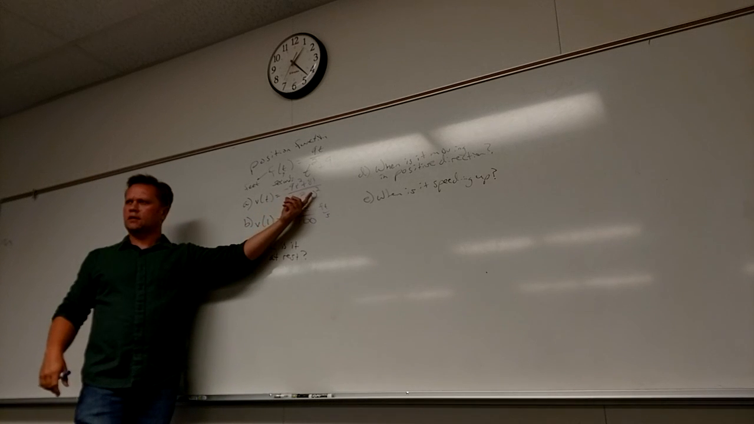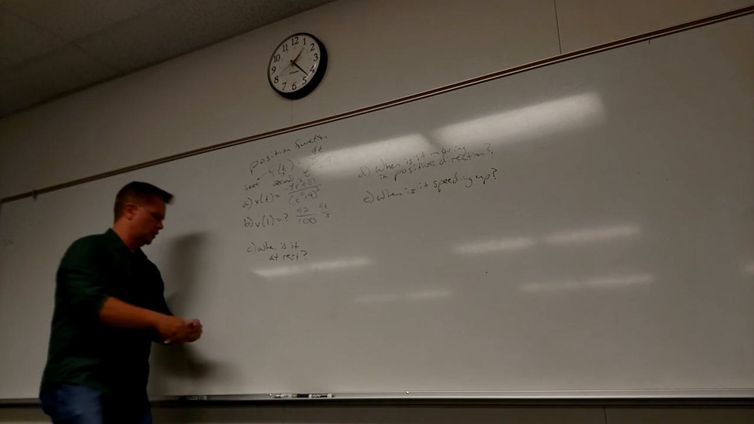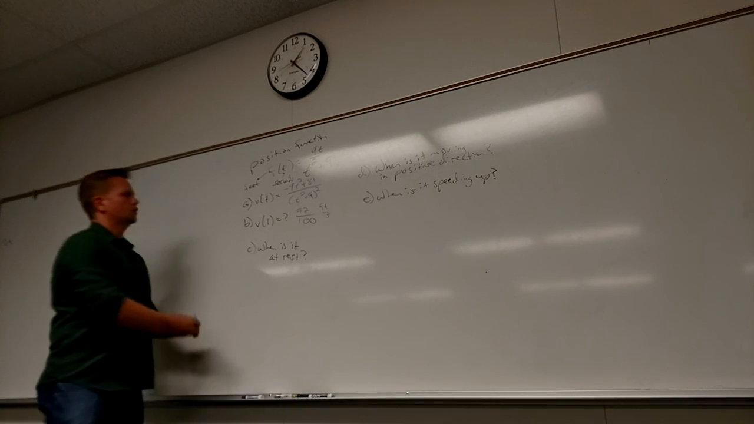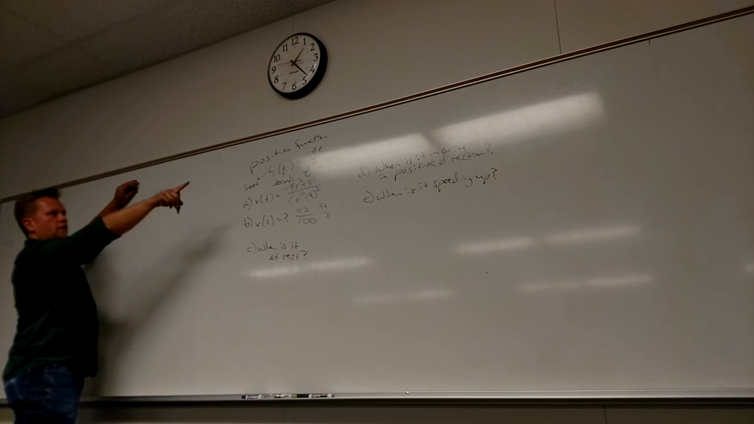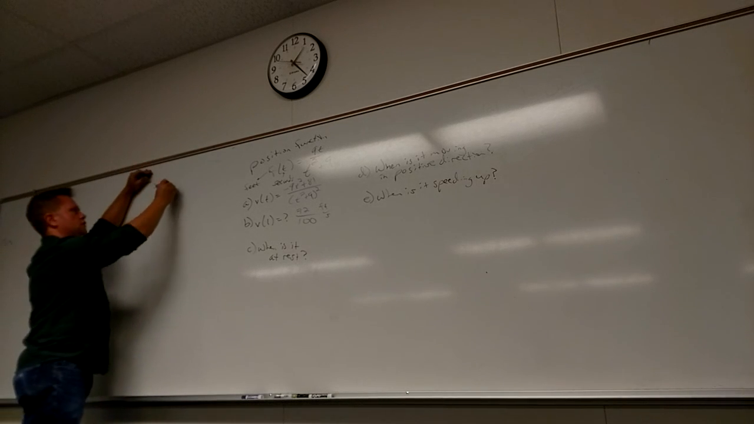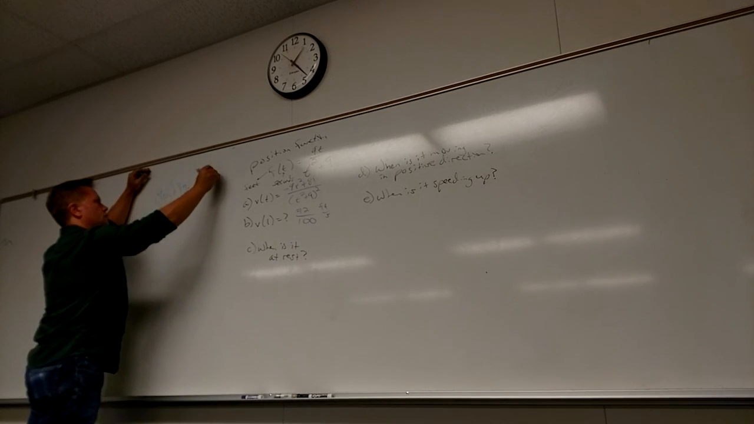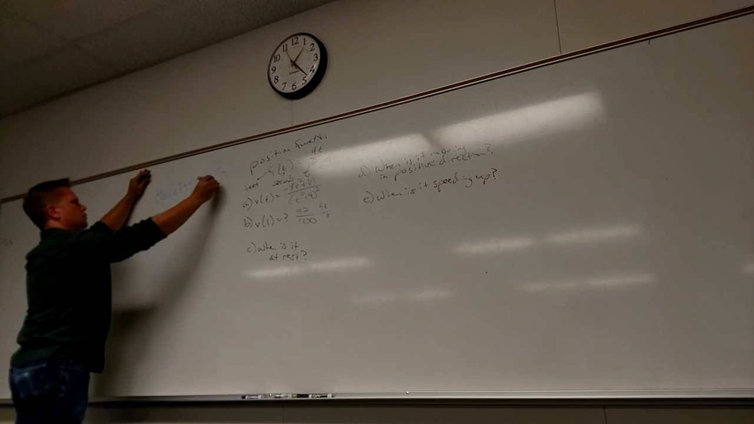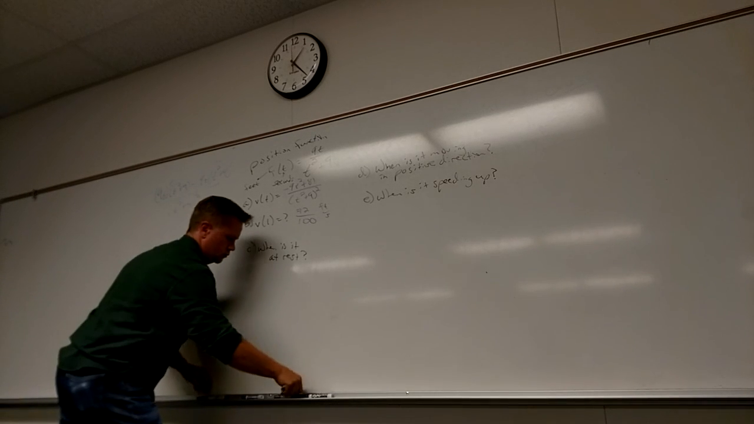Do you want to see the steps for this one? Yes, okay. So it'd be 9t prime, right? Top first, times t squared plus 9, minus 9t times t squared plus 9 prime, all over t squared plus 9 squared. Is that cool?